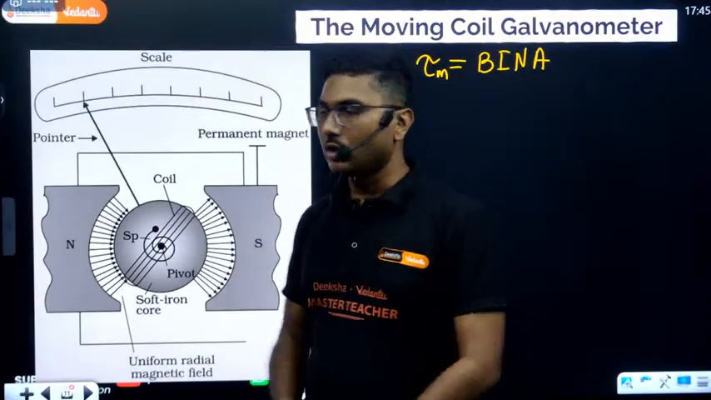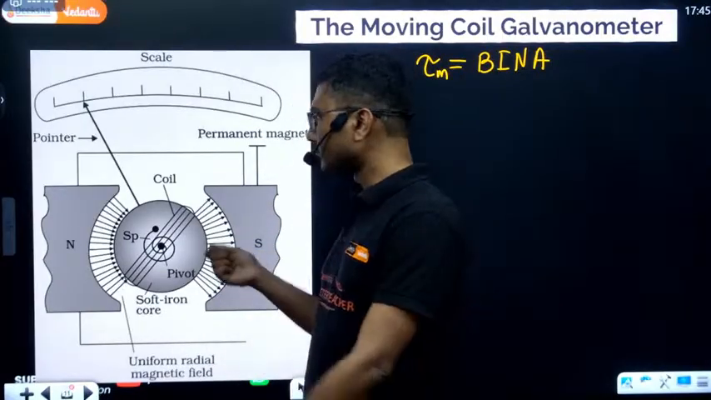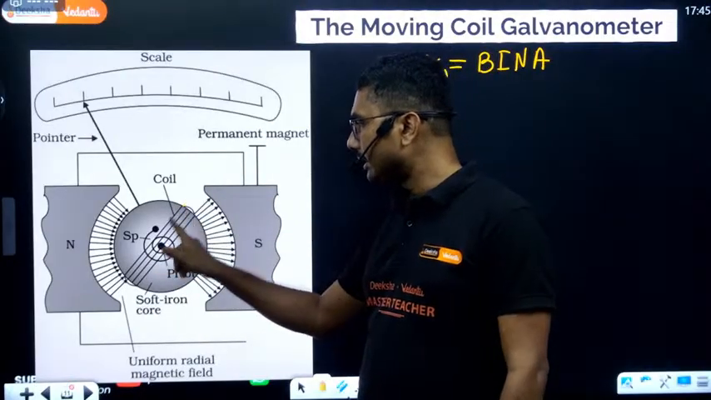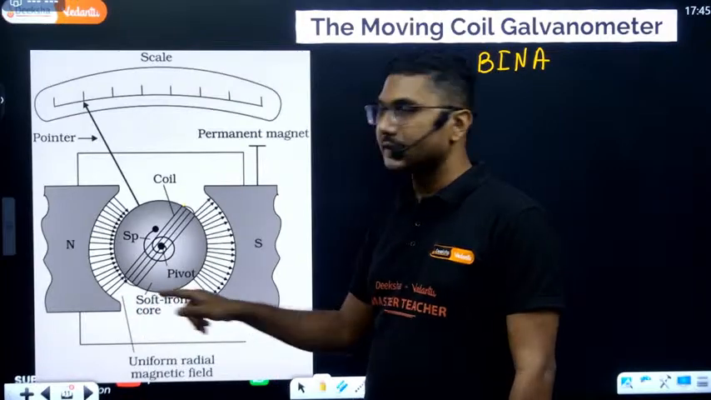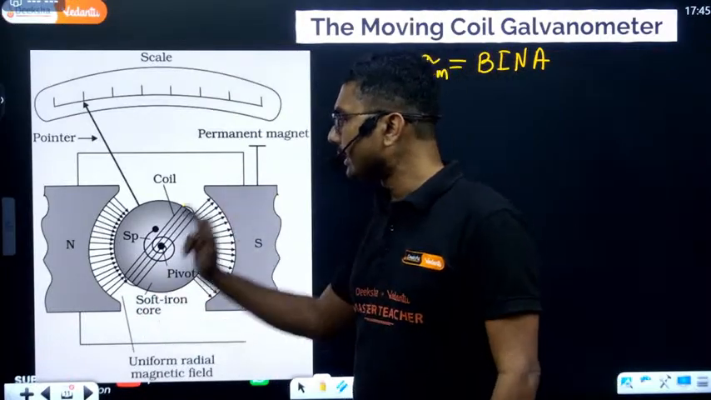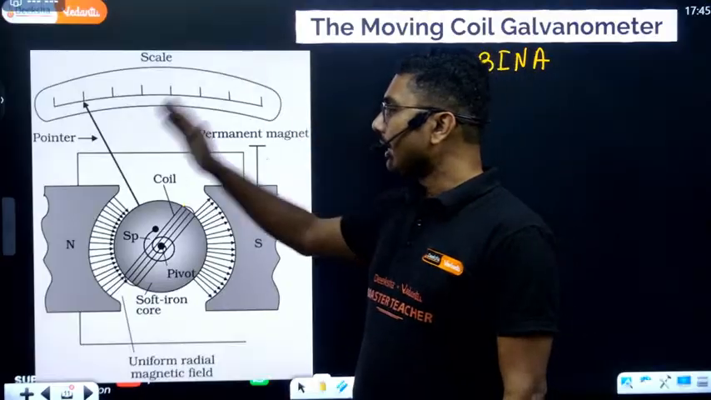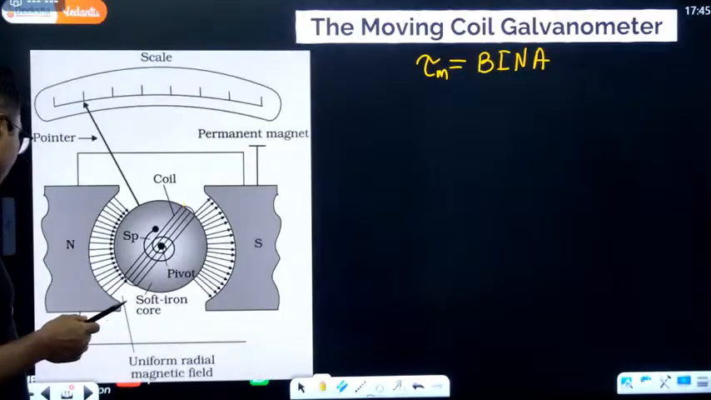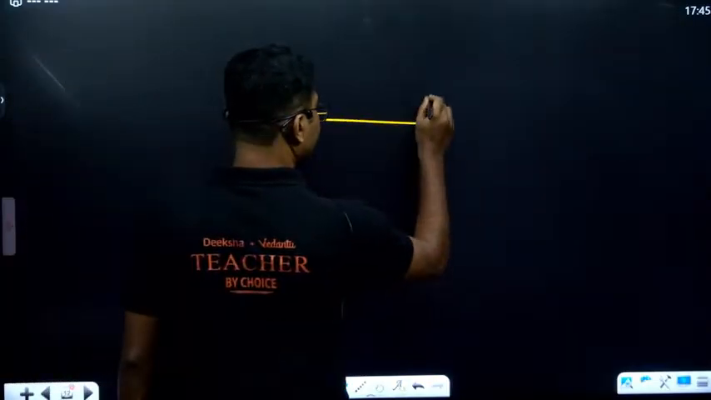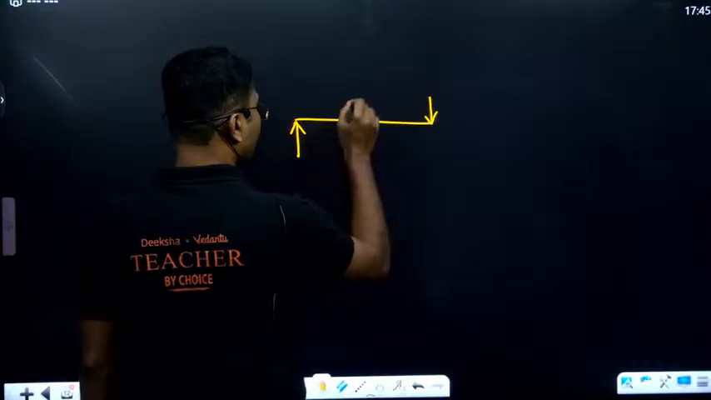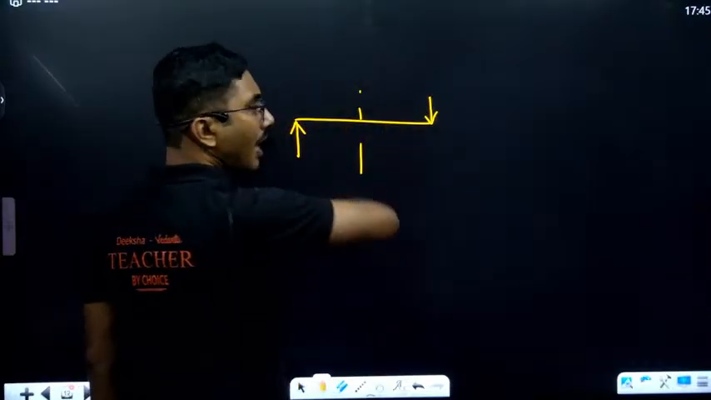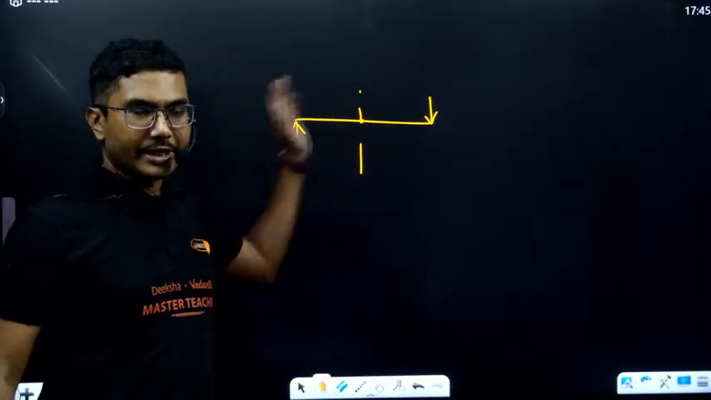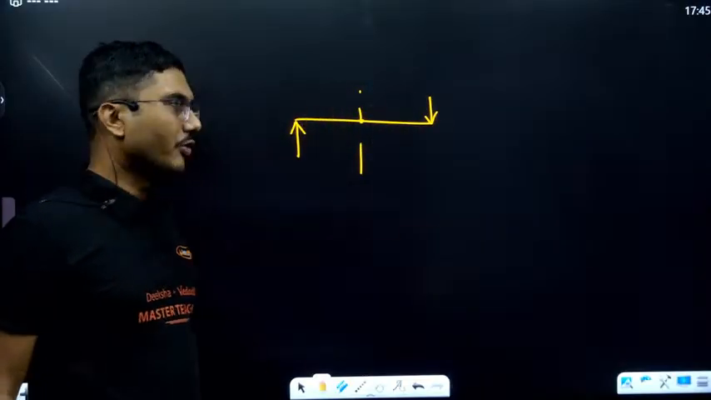Now here the current does not flow always, only when it is connected to the circuit. As soon as you connect to the circuit, there is a current that flows through this coil. The four dotted lines that you can see are the current carrying loop. And if there is a torque, what happens? If you remember in rotational motion, when you apply torque on an object, it starts rotating around the axis, and it will keep on rotating as long as the torque is acting. Right?